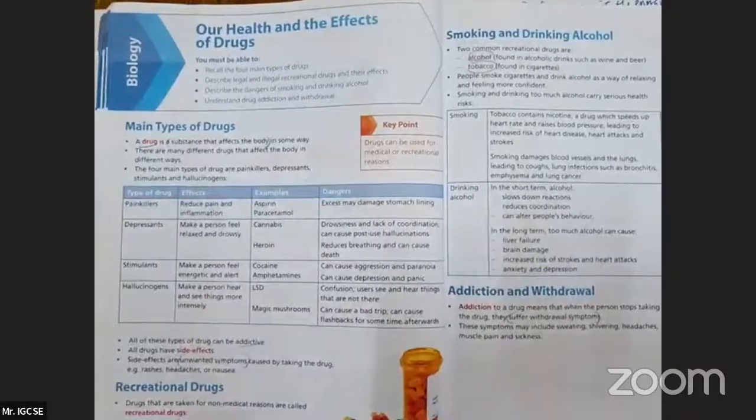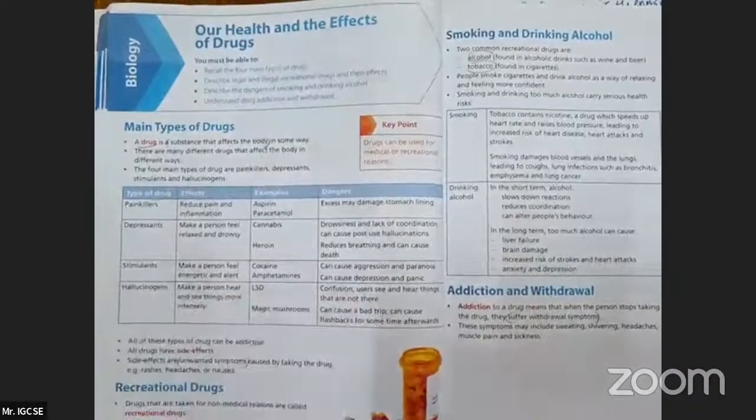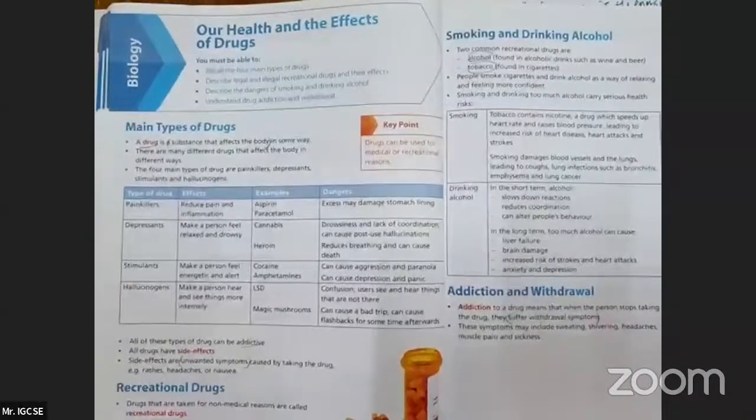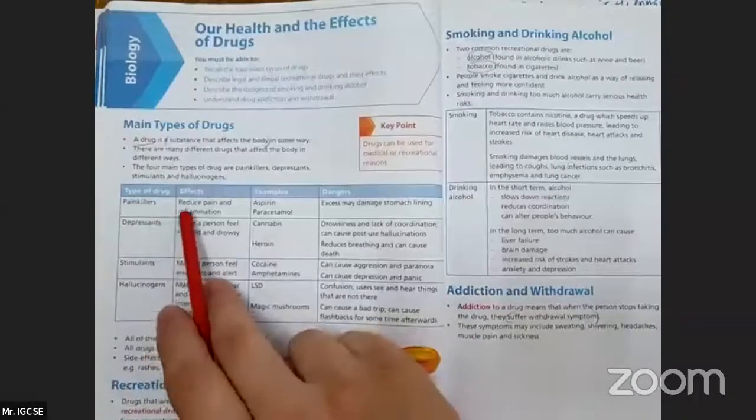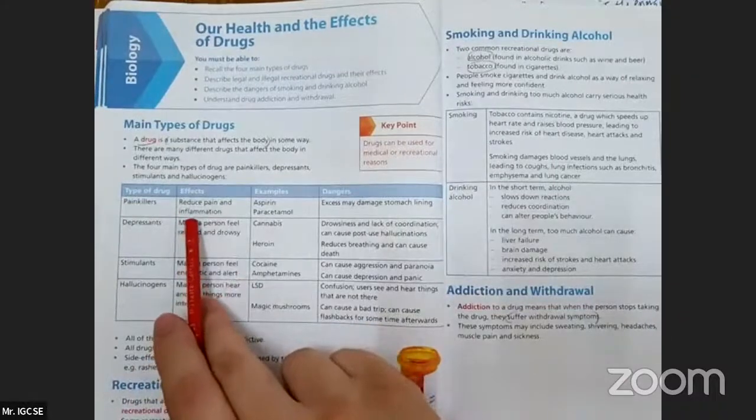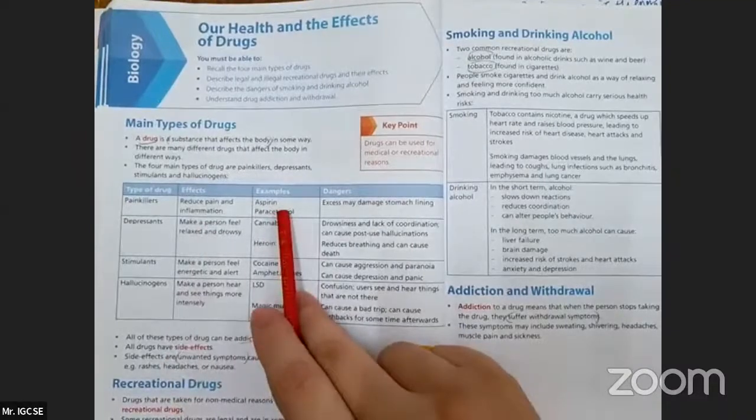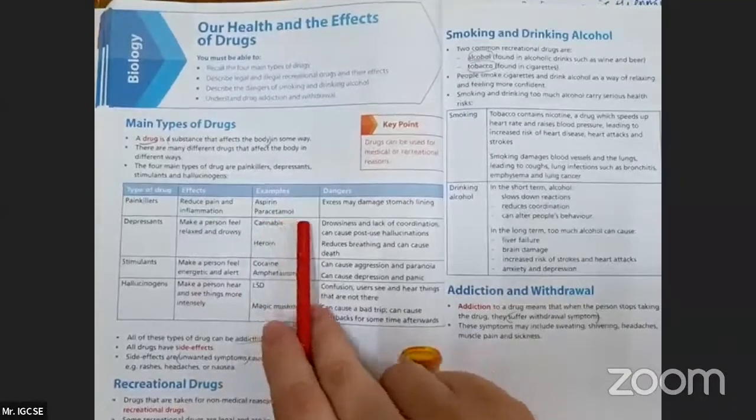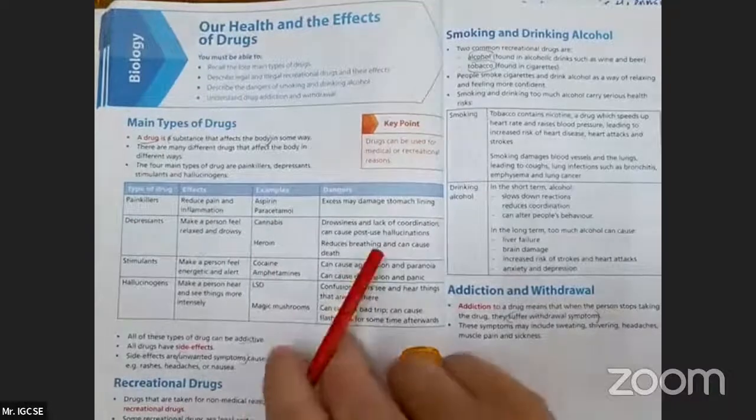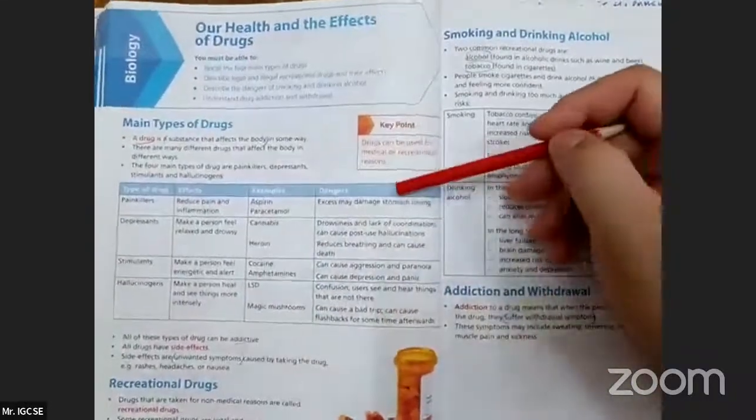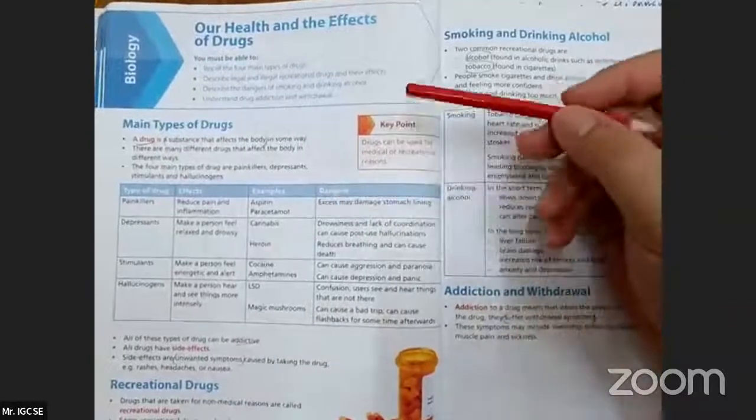Painkillers, depressants, stimulants, and hallucinogens. The first type, painkillers, as you know, reduce pain and inflammation, such as aspirin and paracetamol. These will cause some stomach lining damage if you use them excessively.